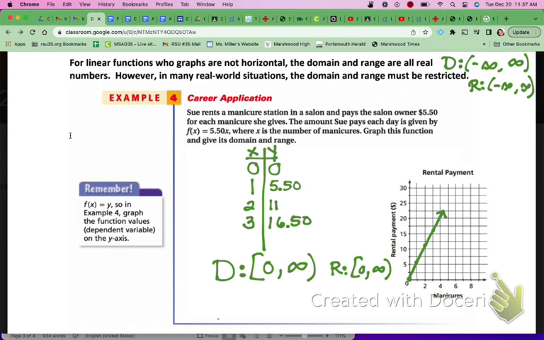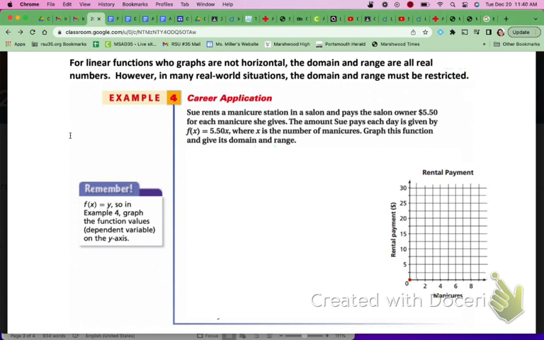Okay? Questions with any of that? All right, so see if you can do the check it out number 4 on the bottom.